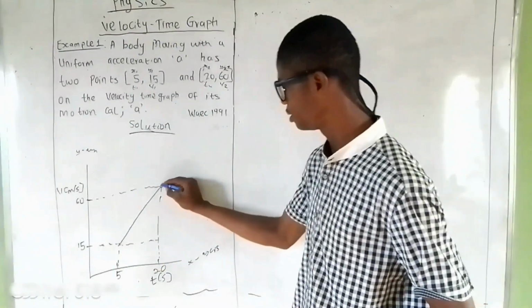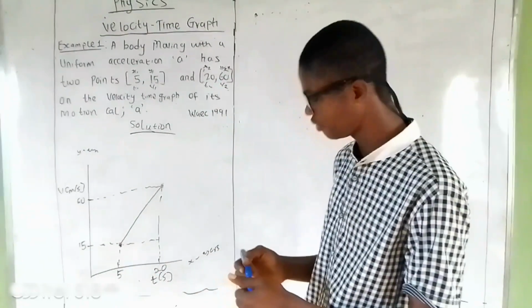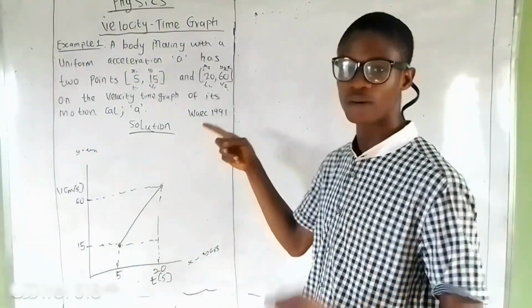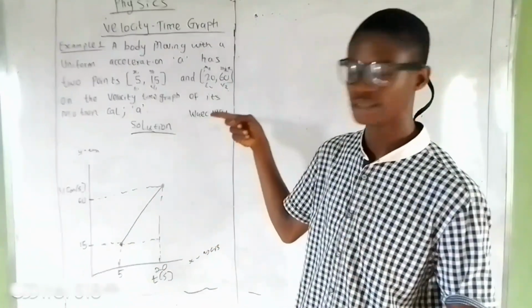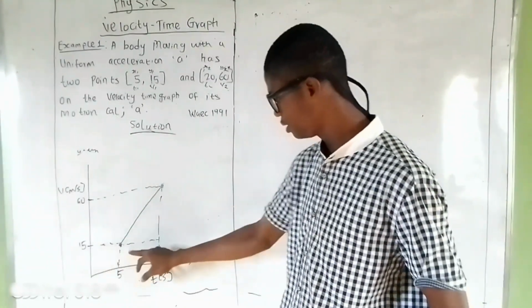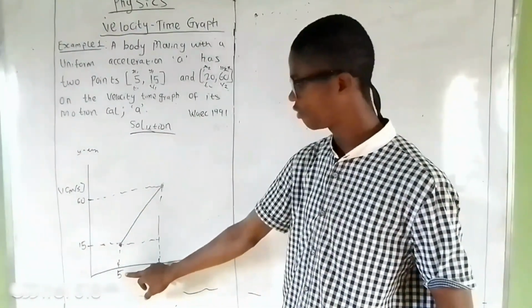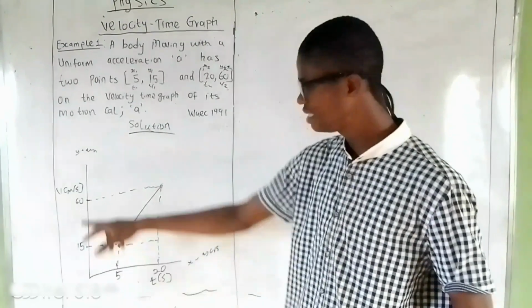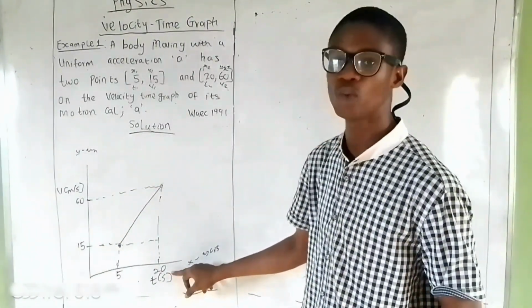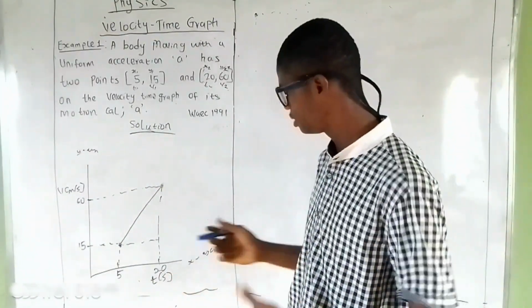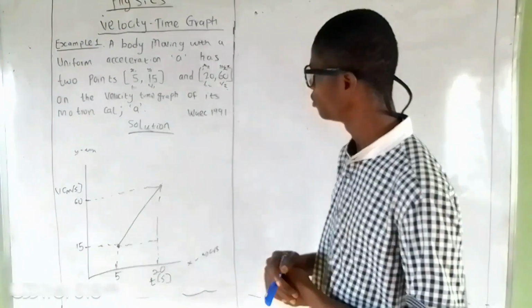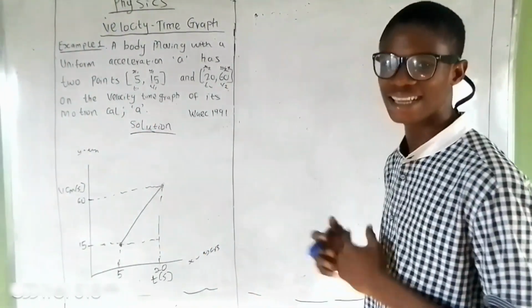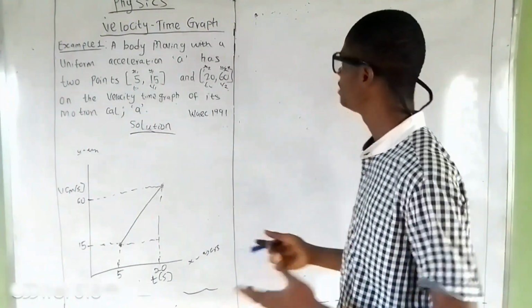So this is the diagram. You see very clearly, uniform acceleration according to the diagram, it goes like this. It started from 15 at the time 5 and moved up to 60 as velocity at the time 20. So this is it for the diagram. They said to calculate the acceleration. Now, how do we calculate the acceleration?